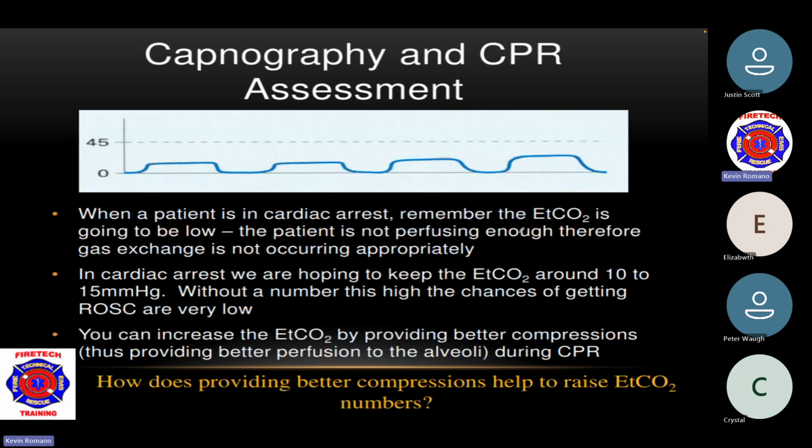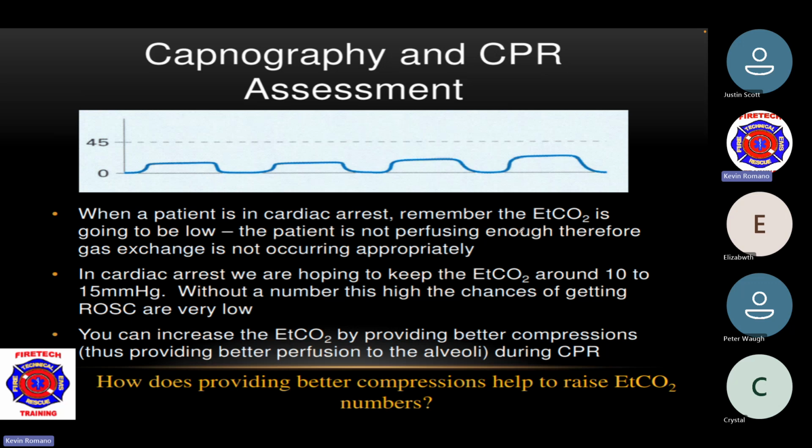So when a patient is in cardiac arrest, remember that the end tidal CO2 is going to be low, right? The patient is not perfusing enough, therefore gas exchange is not occurring appropriately. In cardiac arrest, we are hoping to keep the end tidal around 10 to 15. Without a number this high, the chances of getting ROSC are very low at this point, right? So you can increase the end tidal CO2 by providing better chest compressions, right? Thus providing better perfusion to the alveoli during CPR.